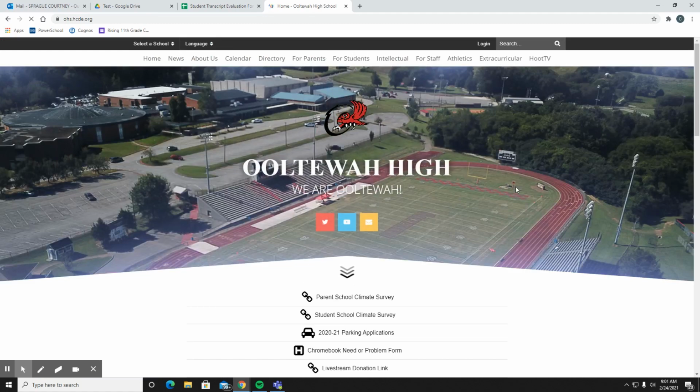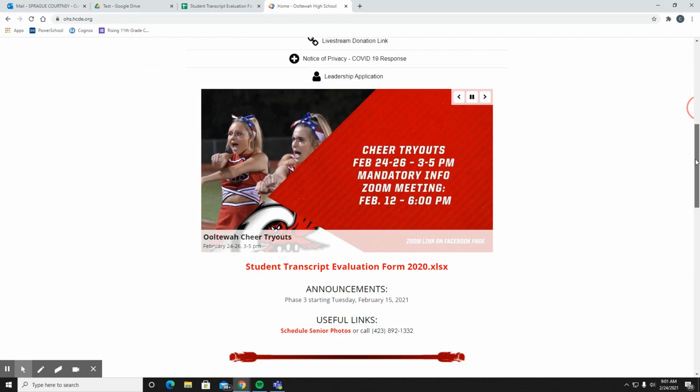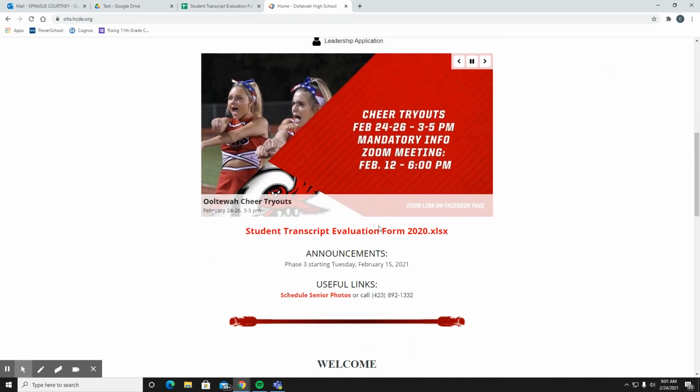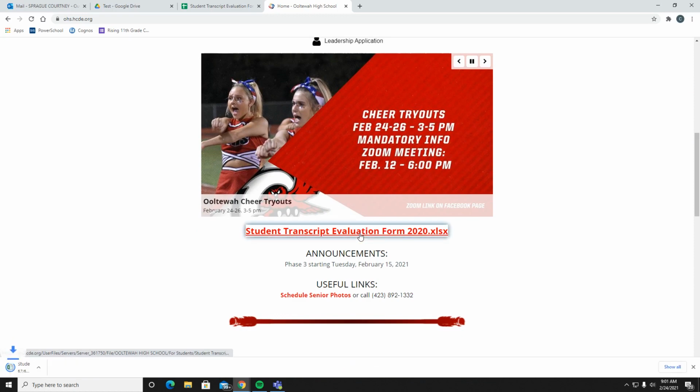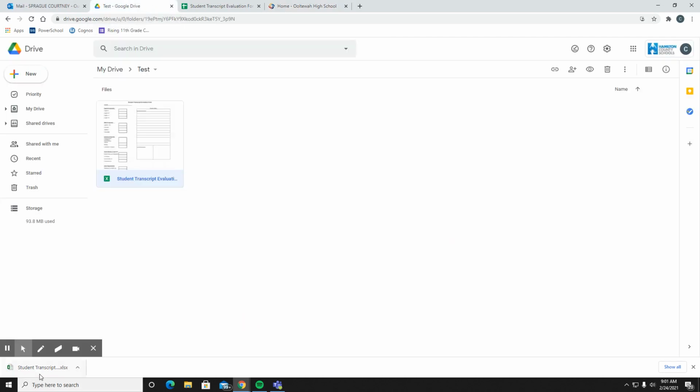Once you get on the homepage, you will scroll down, and underneath the box with the pictures, it says Student Transcript Evaluation Form 2020. So you'll click on that. If you are on a Chromebook, it's going to open up right away. Mine went to downloads, and then I'm going to drag it to my Google Drive.